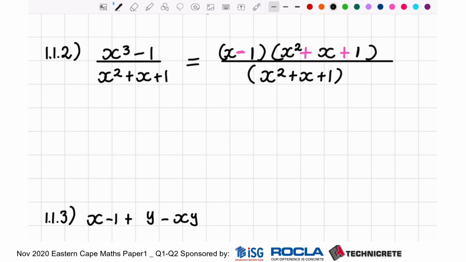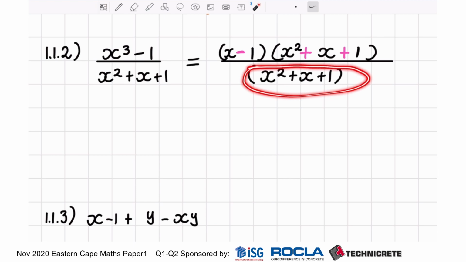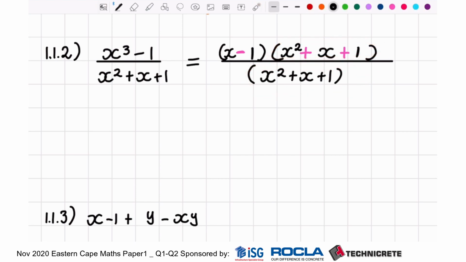and I can see that this in the denominator and this bracket in the numerator are exactly the same, and because I've got no plus or minuses in between these brackets at the top, and I've only got one bracket at the bottom, I can cancel these two out. So that is going to cancel with that. And I am just left with the first bracket, which is x minus 1 over 1, which is x minus 1.